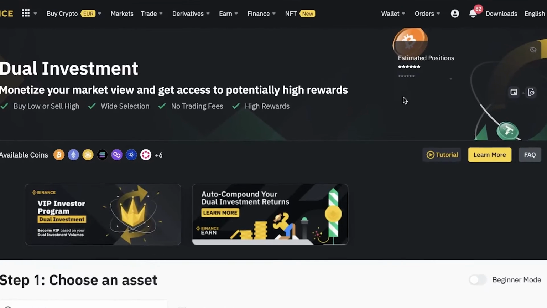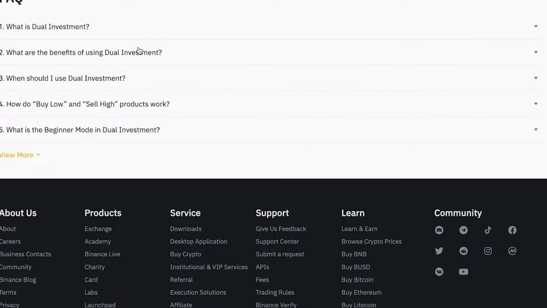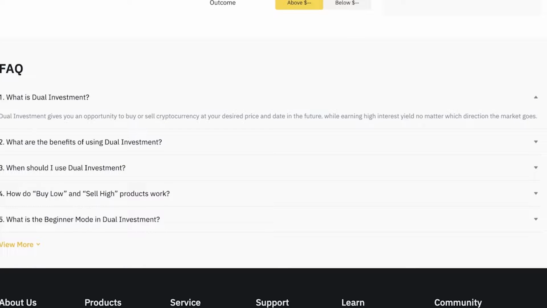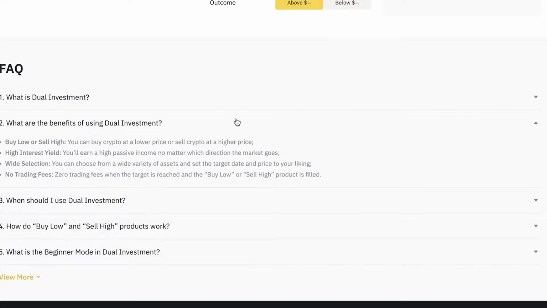Now, dual investment on Binance is a very simple way that you can earn money. It gives you the opportunity to buy and sell crypto at your price and date in the future. So this is kind of similar to futures trading. However, you're going to predict a price in the future and choose to buy or sell at that price in the future at that time. And this will usually yield high yields, no matter what direction the market is going to go in.